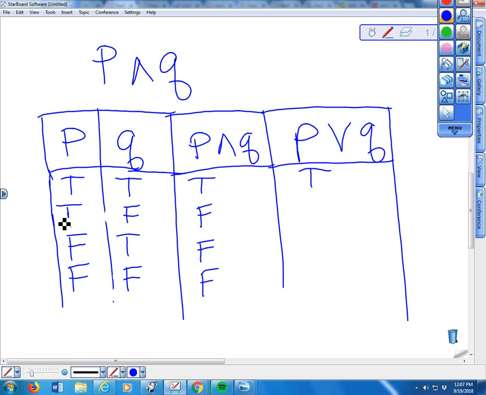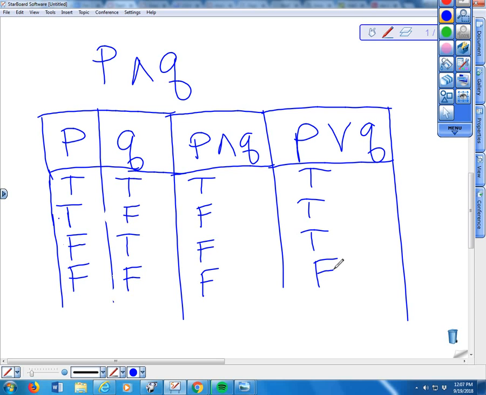Here, P is true, Q is false. Because one of them is true, the statement P or Q is true. Here it's true. The only time an OR statement is false is when they're both false. And if this is the first time you're seeing it, that means you didn't read or watch the video. I would encourage you to do that, because you're going to need to know how to build these truth tables on a quiz.